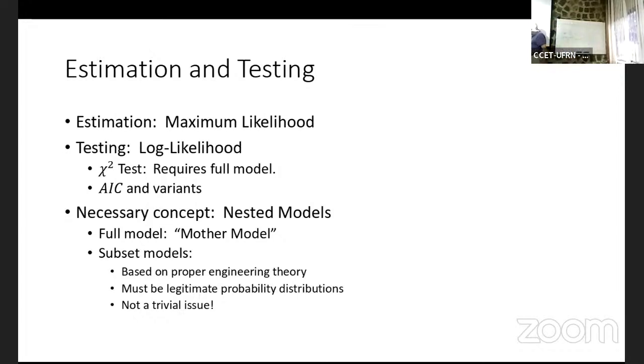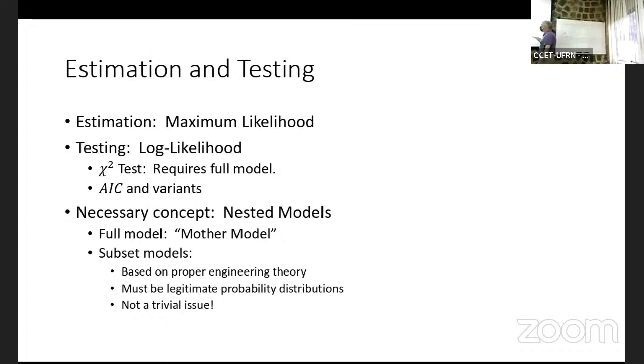Subset models can be based on proper engineering theory. They have to be legitimate probability distributions. And I'll talk a little bit about that next time because my engineer friend doesn't know what a valid distribution function is. He feels like as an engineer, he's qualified just to create whatever and call it whatever. It's fascinating. So that's not a trivial issue.